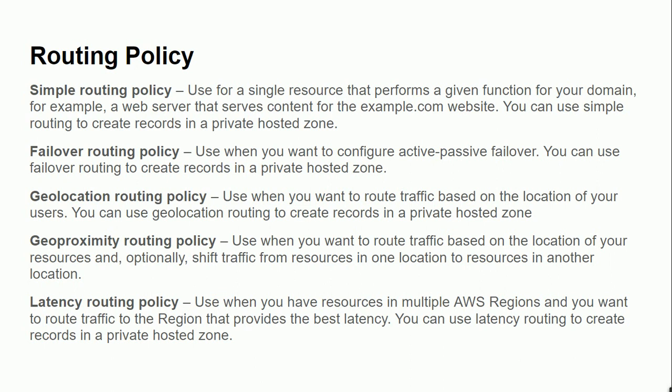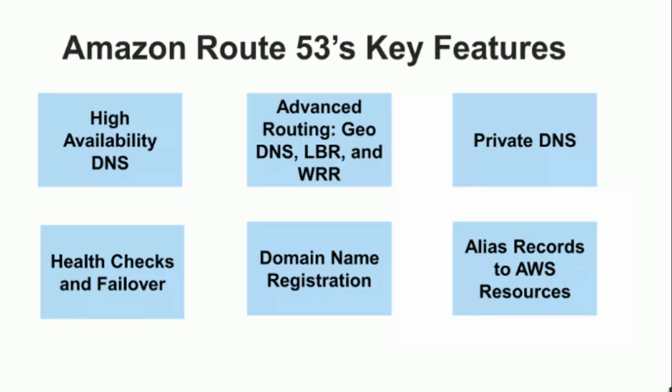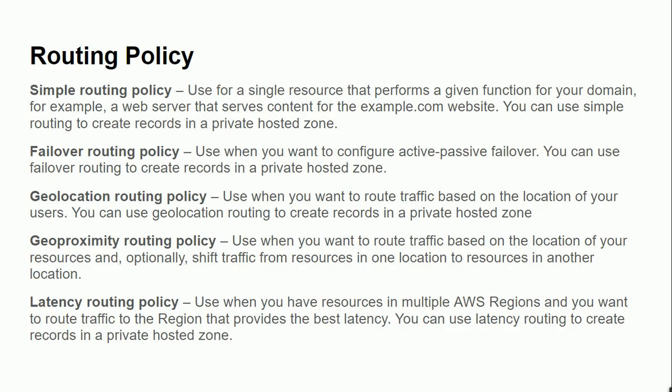Routing policy. Now, as we discussed in the prior video slide, there are some routing methodologies like advanced routing, geo DNS, and latency based routing. So what are the different routing methodologies supported by AWS? These are the routing policies: simple, failover, geolocation, geoproximity, and latency.